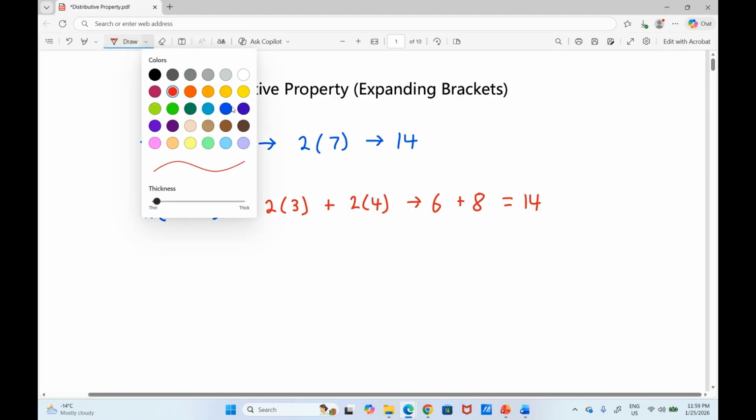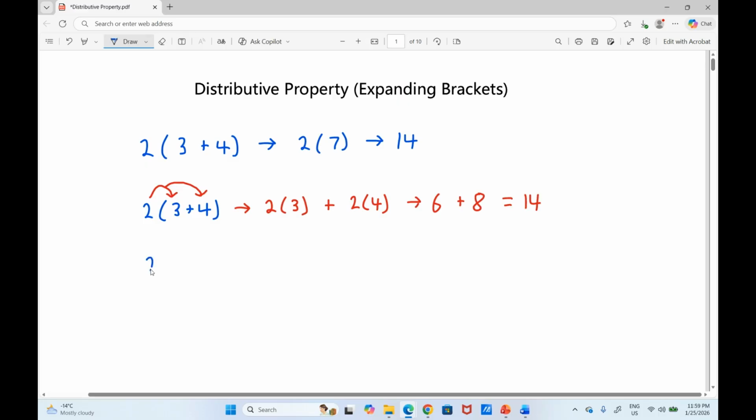So the purpose is, let's say instead of having 3 plus 4 now, what if I instead had x plus 5? Okay, now if I were to try to solve this with BEDMAS, order of operations first, I'm going to try to solve what's in the bracket first. So I'm going to compute x plus 5. But I can't do that because I don't know what x is. X is an unknown variable, so I can't compute that.